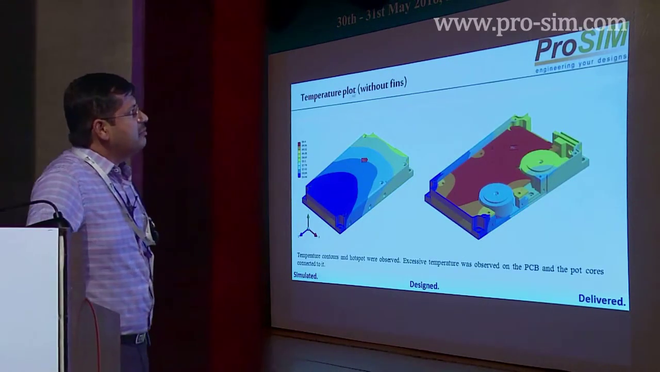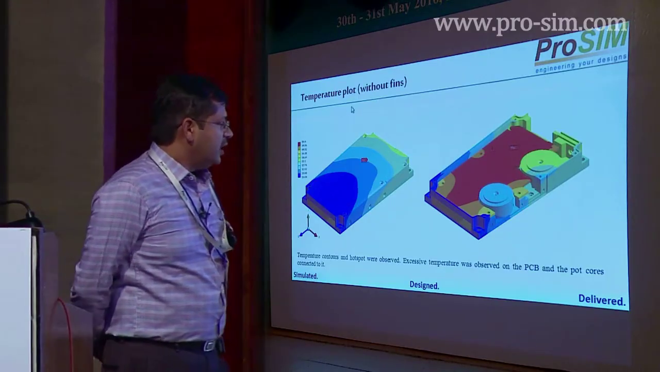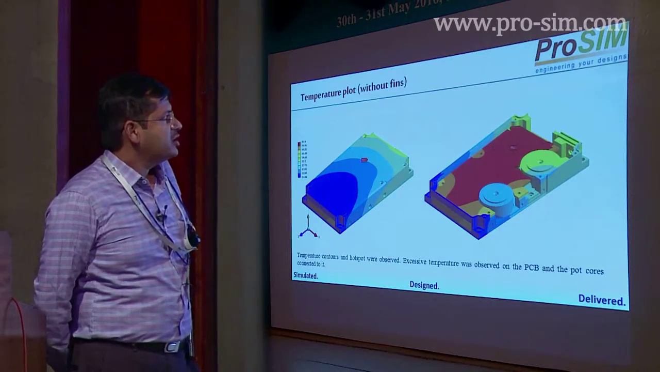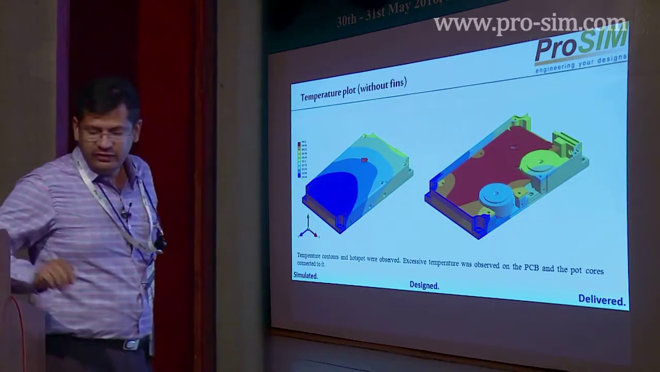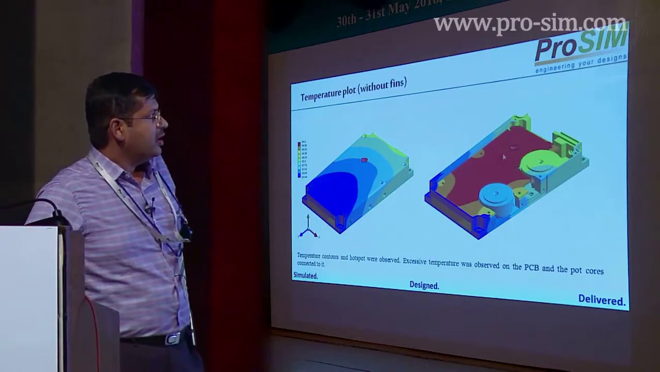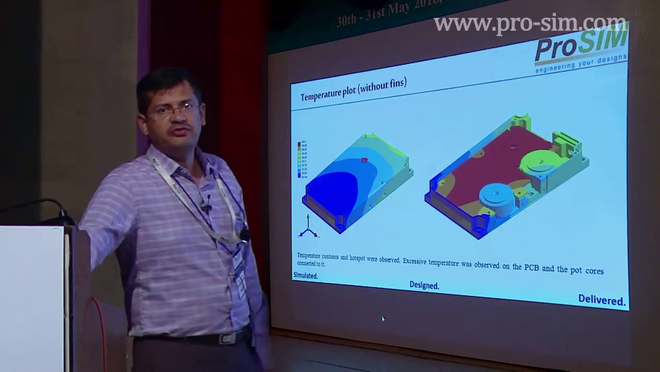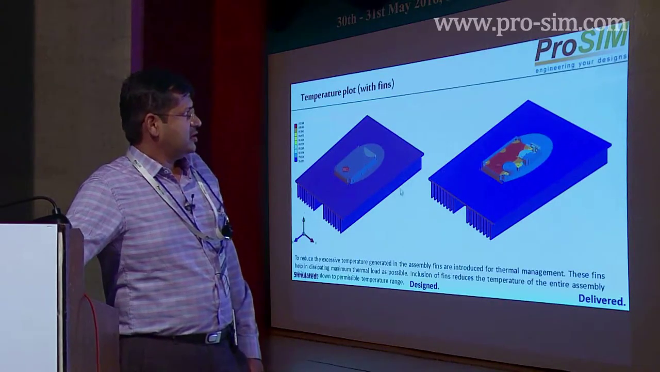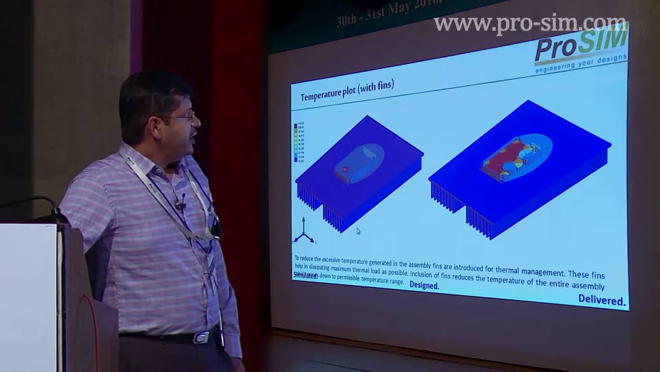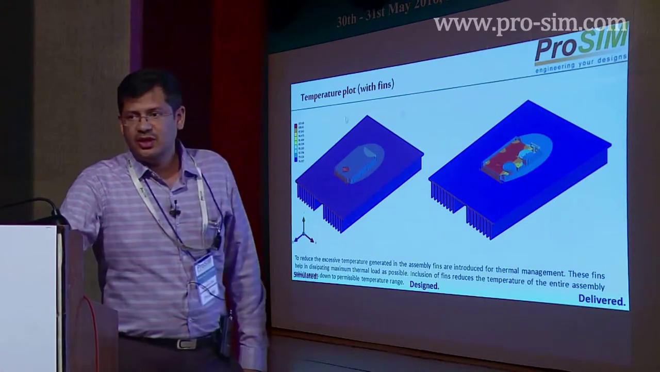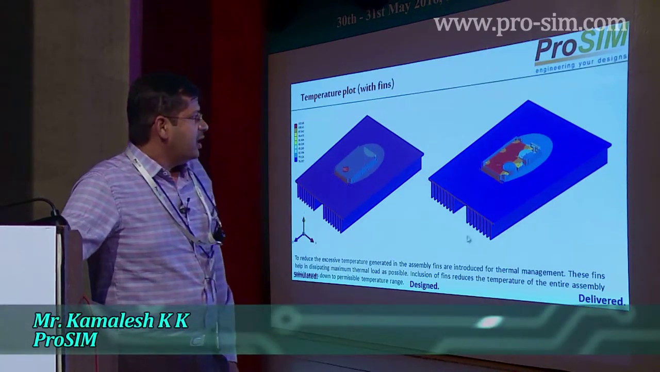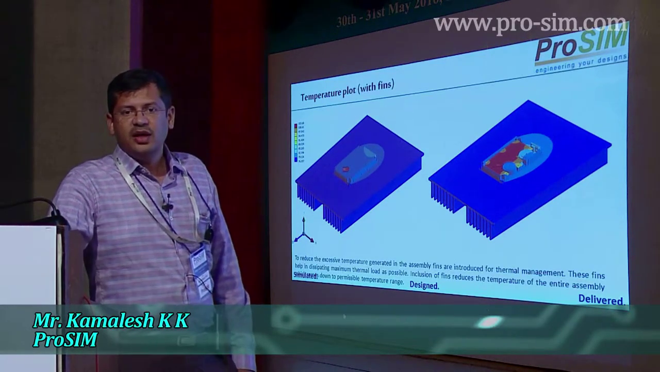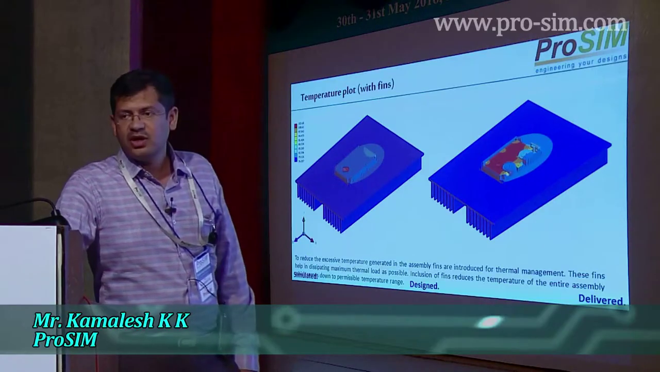This is the typical temperature plot without fins, and we have seen that the temperature contours show hotspots close to 354 degrees centigrade without consideration of the fin structure. When this component is placed on the structure with fins, we observed that the temperature has reduced to less than 105 degrees centigrade, and this was the structure which was proven and safe to be mounted on this unit.